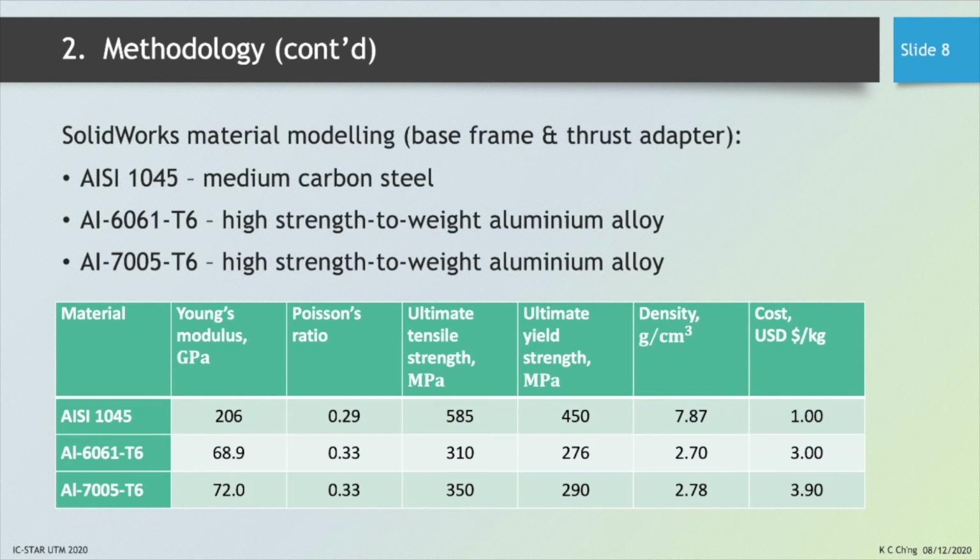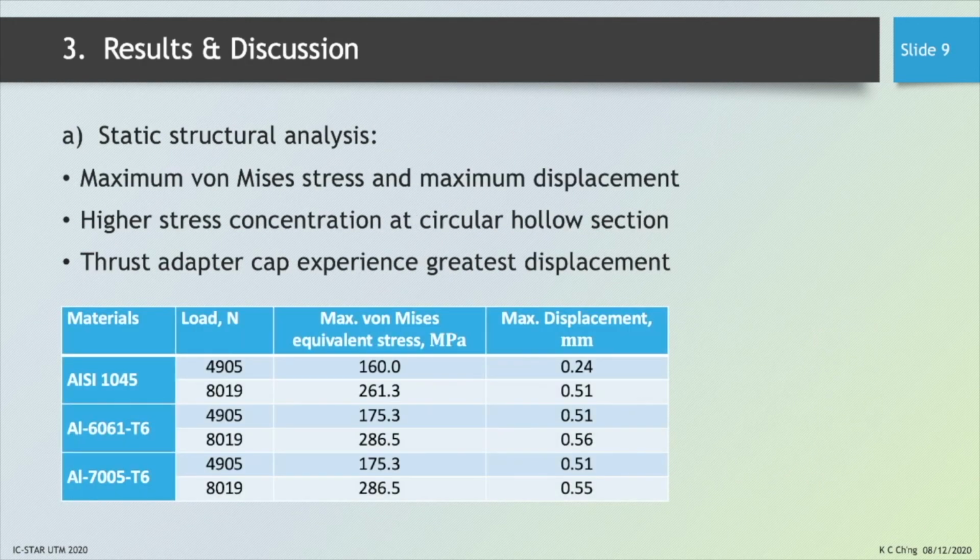With the variations of material and also the thrust loading setting, the analysis is done where the results will be taken. For the static structural analysis, the circular hollow section is hypothesized as the weakest part of the thrust adapter. The maximum von Mises stress and the maximum displacement will be examined.